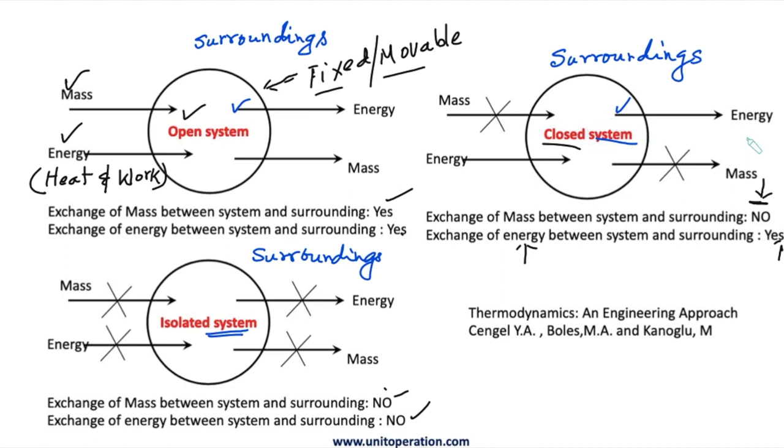There's a special case where the exchange of mass or energy, neither of them, is allowed. In that case, we can say this is an isolated system. In an isolated system, during the process, the total mass and the total energy of the system remain fixed. Let's go to some typical examples here.